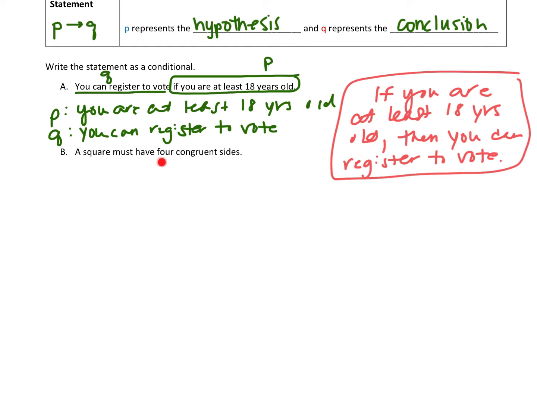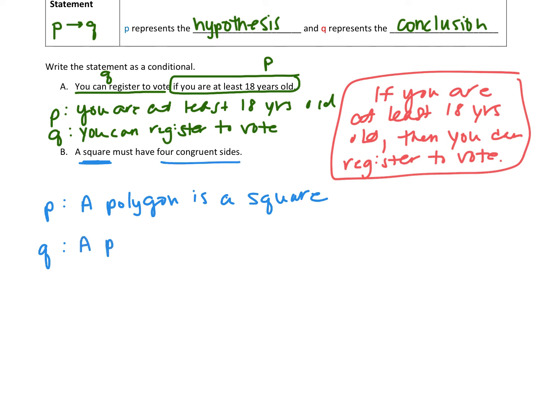So a square must have 4 congruent sides. The square is the subject, so the existence of a subject is the hypothesis. So our hypothesis P is that a polygon is a square. Now I'm throwing in the word polygon because I know that all the closed shapes are polygons. It's good for us to use this vocab. And then our conclusion, a polygon has 4 sides.